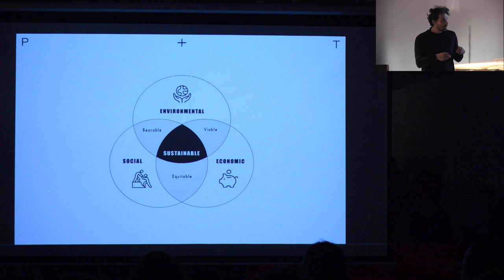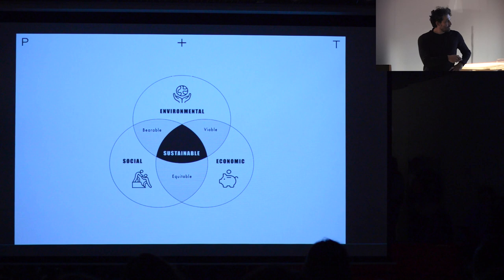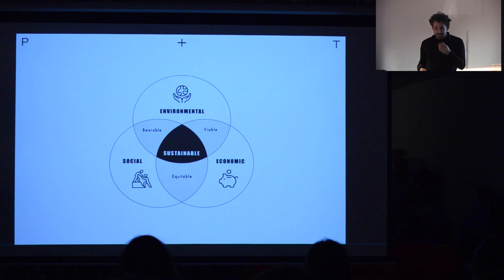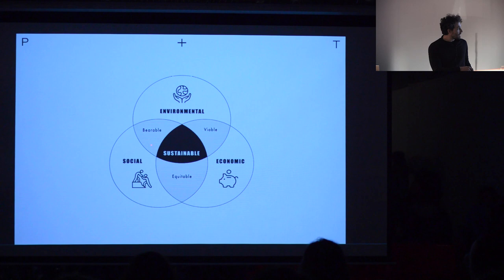But not all the decisions that we take that are environmental are viable from the economic point of view. And not all the economic decisions are equitable from the social point of view. And not all the social decisions are bearable environmentally. So only when something is bearable, viable, and equitable, then we are really talking about something that is sustainable. So this is the key point. So we don't have to focus on each one of them.